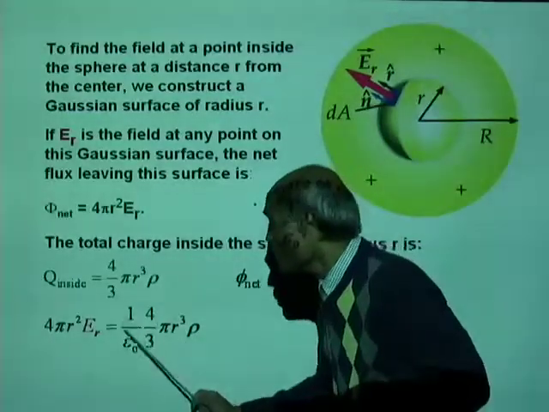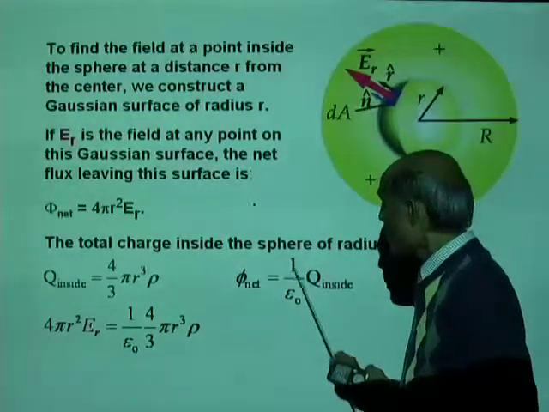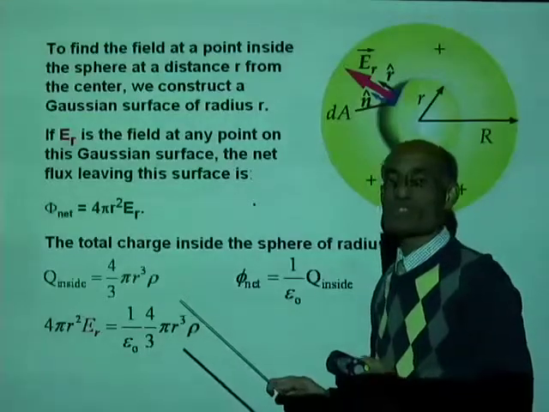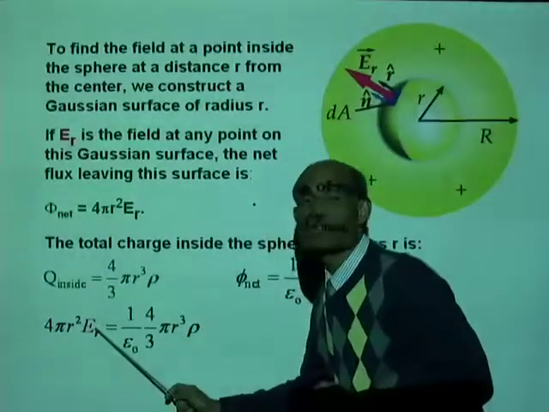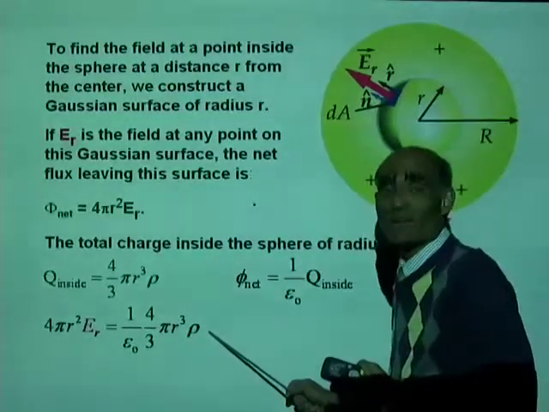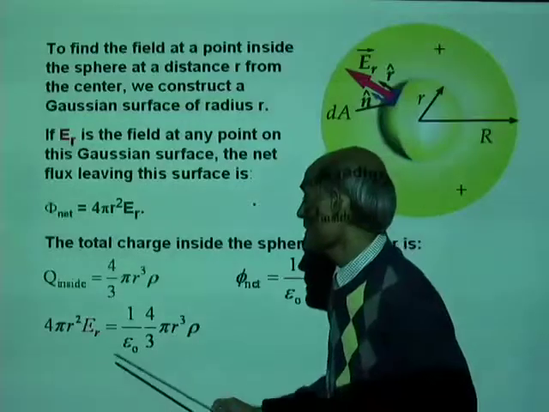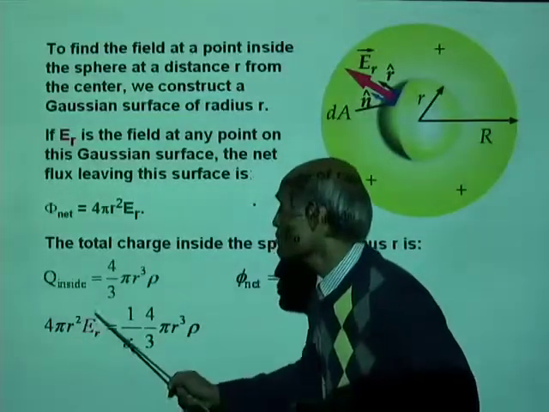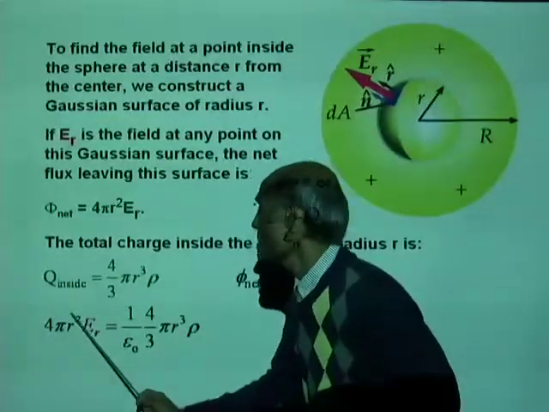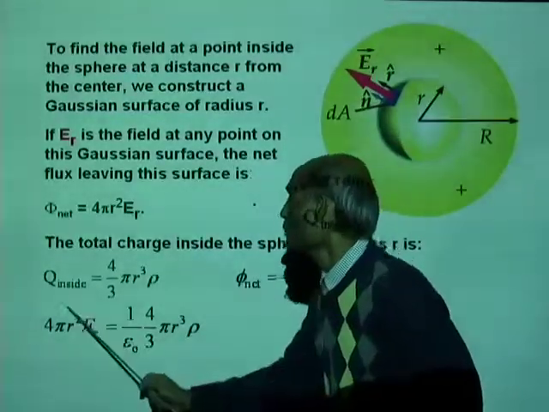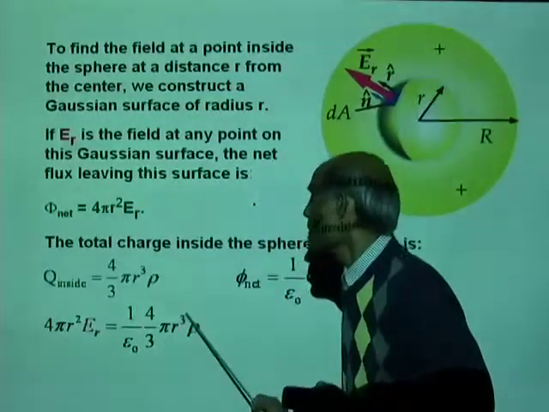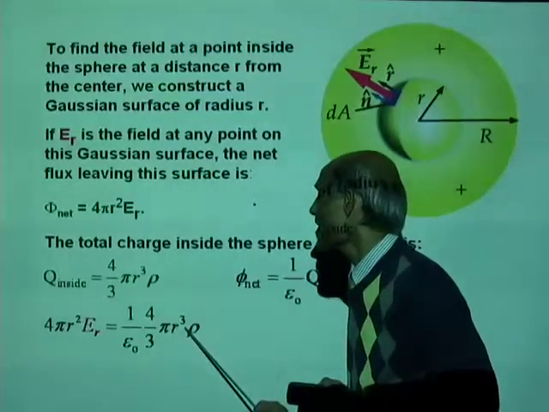That will be 1 over epsilon naught times the total charge inside the Gaussian surface. The net flux equals 1 over epsilon naught times Q inside. And now, let's simplify that. We can solve for ER from there. You can see pi and pi go, 4 and 4 go, r squared on the left will go with r cubed, leaving an r there.